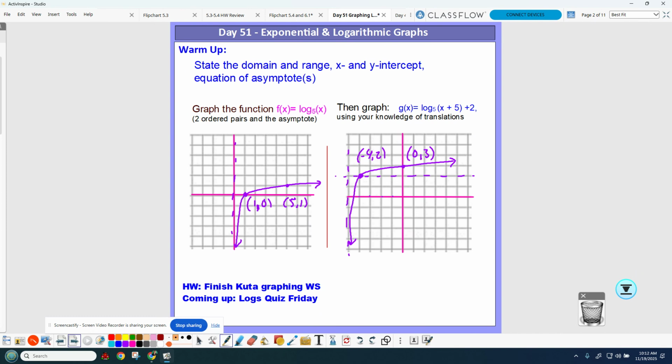The other properties, range, always all reals. Domain for this one, 0 to infinity. This one, negative 5 to infinity. X-intercept, set y to equal 0 and solve. And left end behavior. What's the left end behavior? There is none. Ain't got no left end.